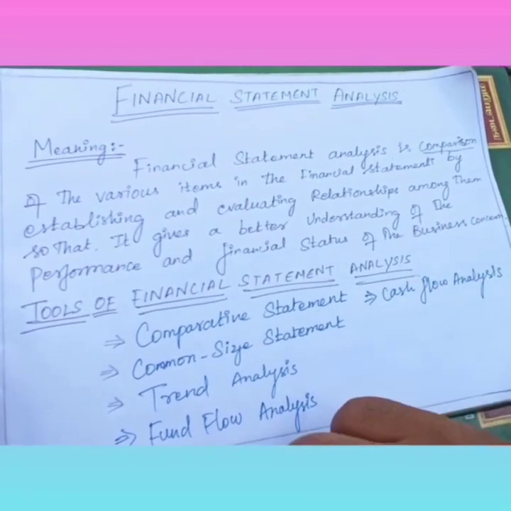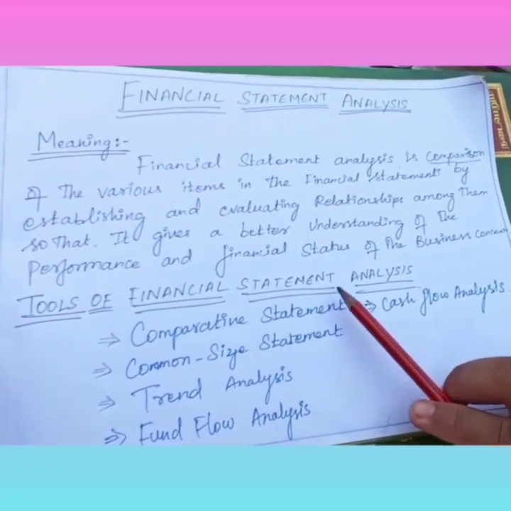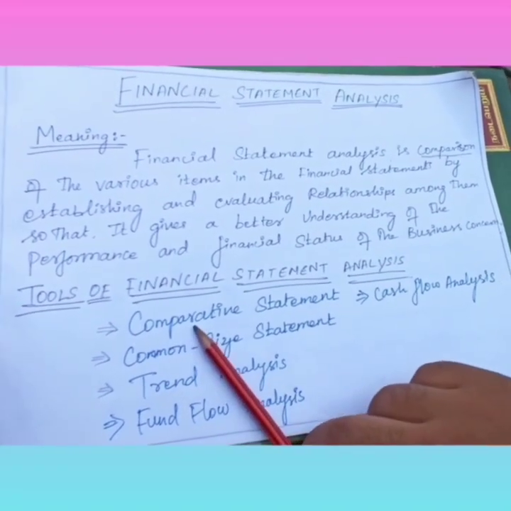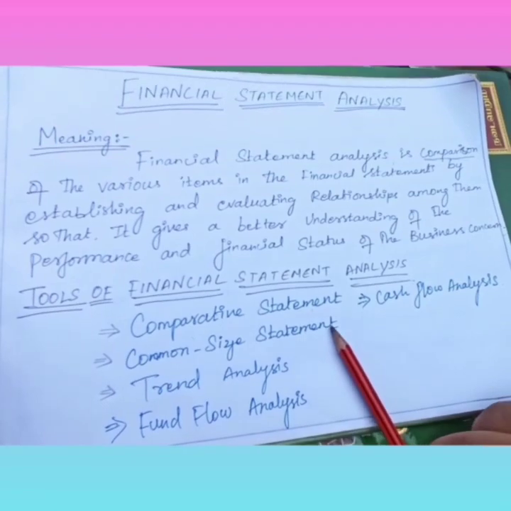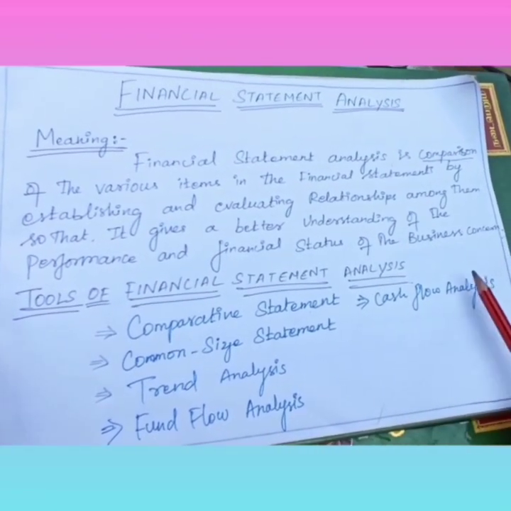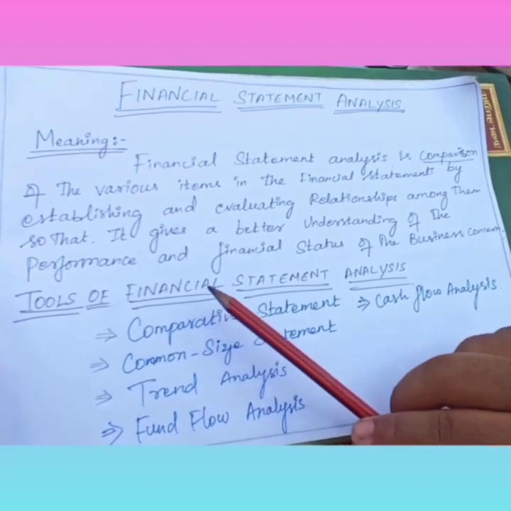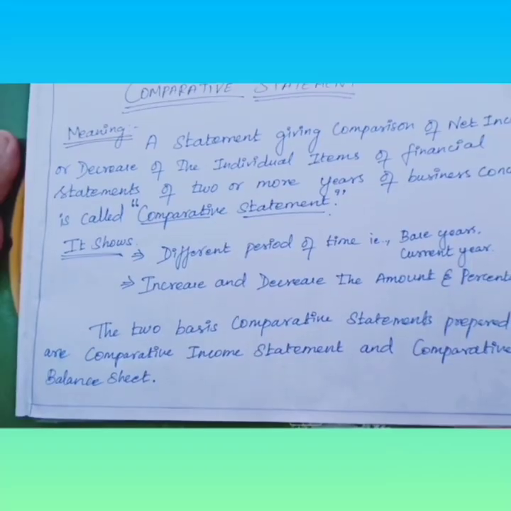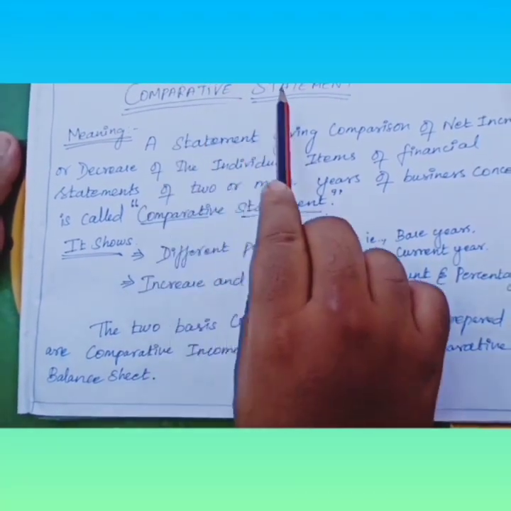Now I'm going to explain the tools of financial statement analysis. First, comparative statement, common size statement, trend analysis, fund flow analysis and cash flow analysis. These are the tools of financial statement analysis. Now I'm going to explain about the comparative statement.